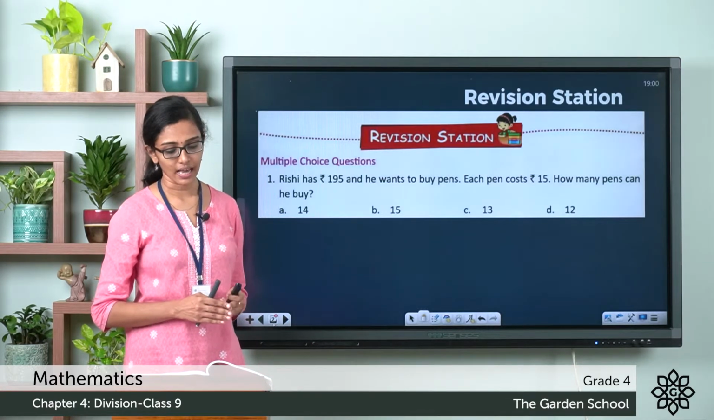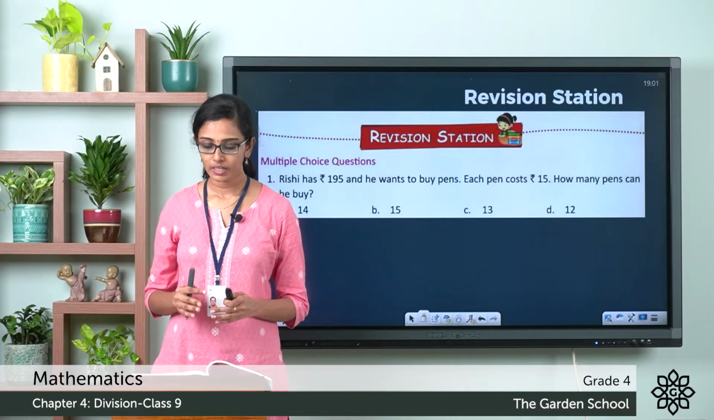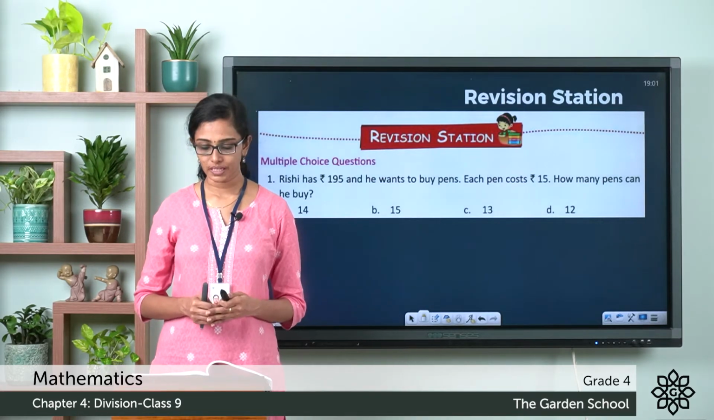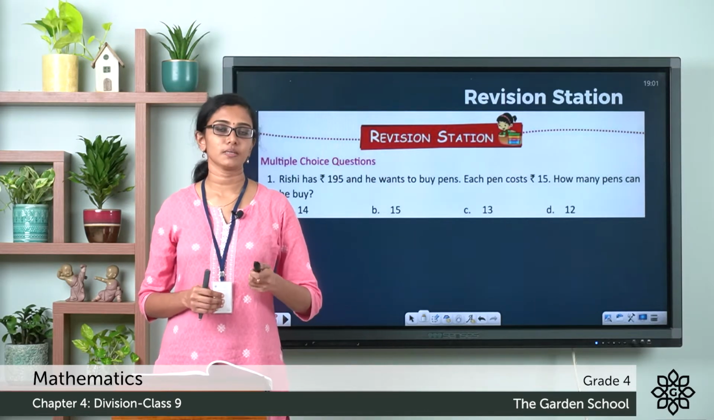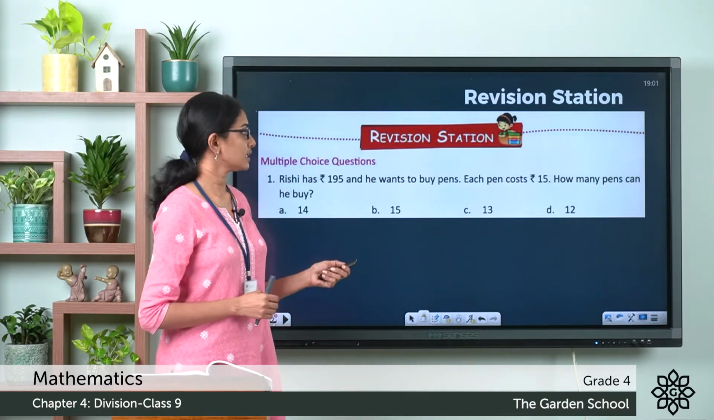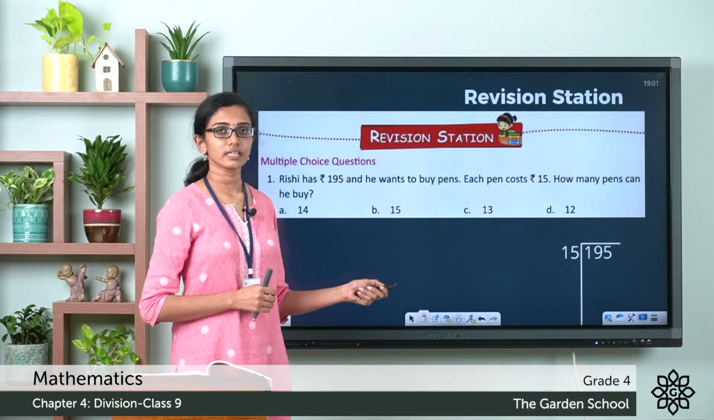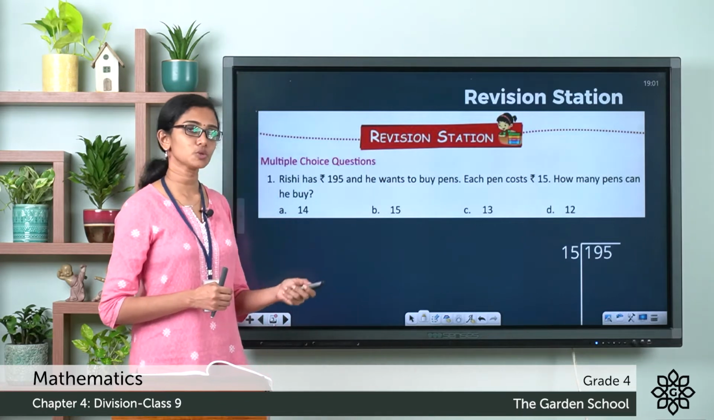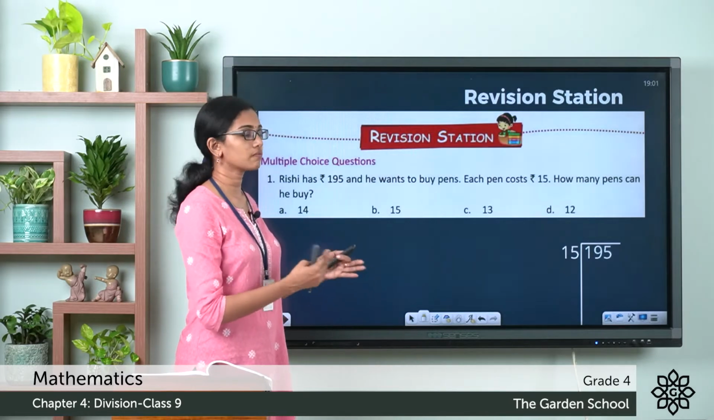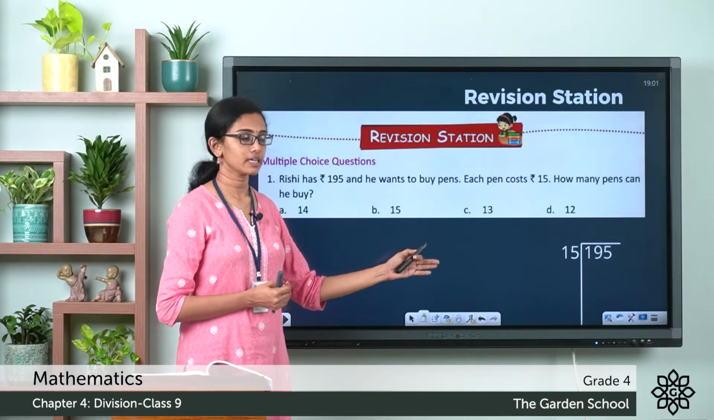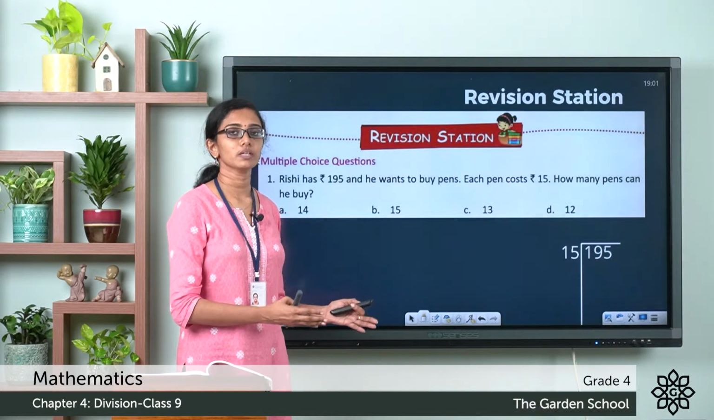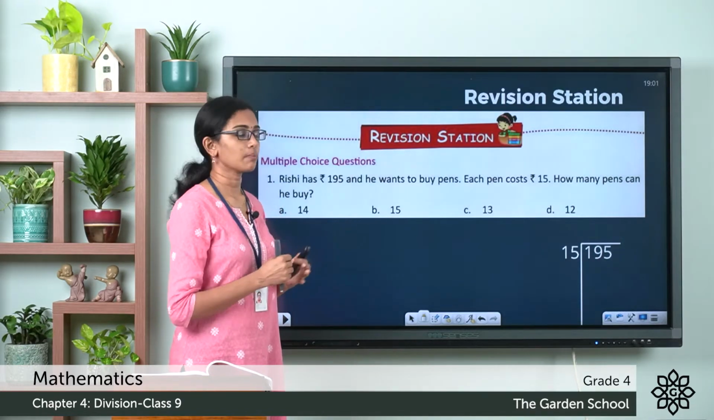It says Rishi has rupees 195 and he wants to buy pens. Each pen costs rupees 50. How many pens can he buy? So what are we given? We know the amount of money that Rishi has with him, and each pen will cost him rupees 50. So how do you find out how many pens can be bought with this money? The total amount of money, if it is divided by the cost of each pen, you will get how many pens can be bought with that total amount of money.